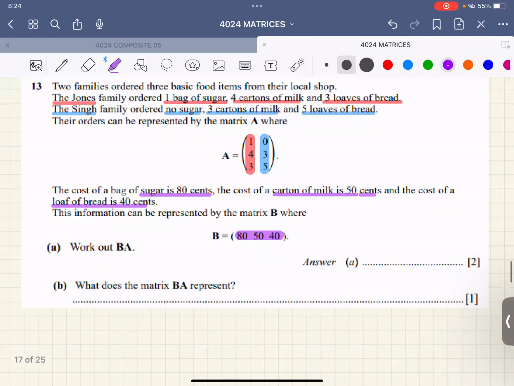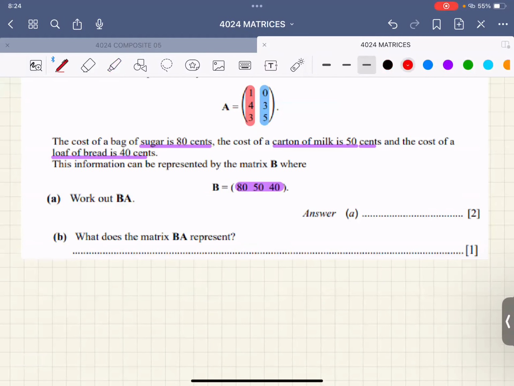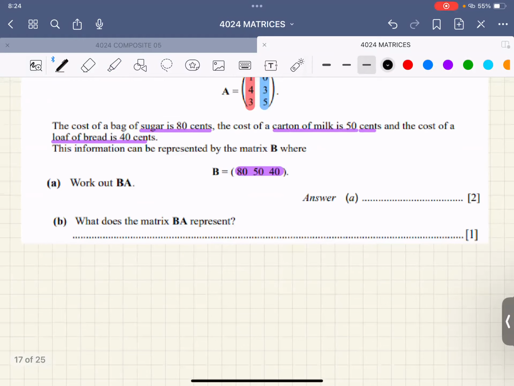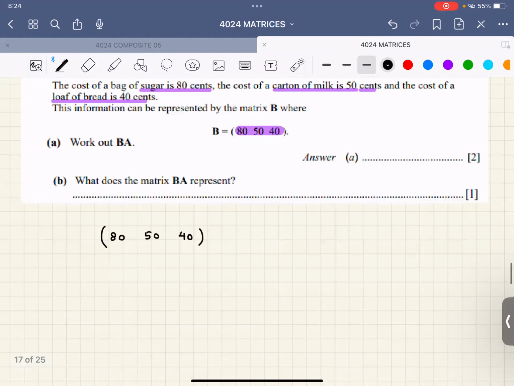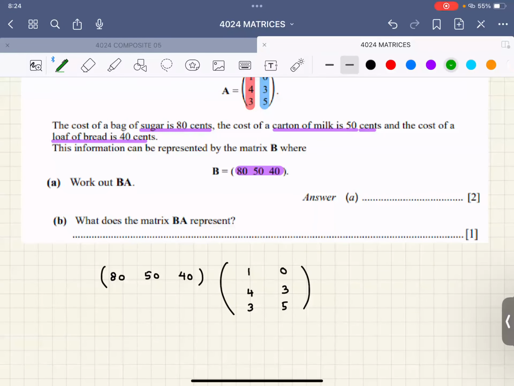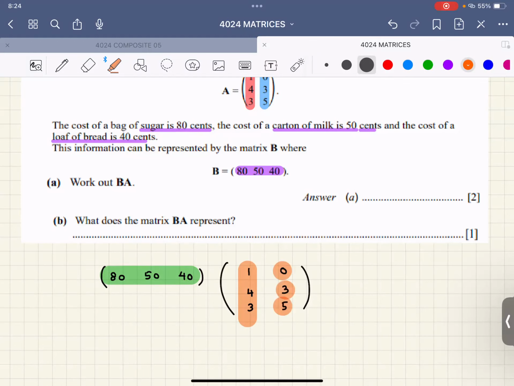Work out BA. What does the matrix BA represent? I think without any working, I can say it would be representing the total cost. Let's see. So I'm writing 80 and 50 and 40 first. I'm closing the bracket. And then A is 1, 4, 3, 0, 3, 5. So this is 1, 4, 3, and 0, 3, and 5. So now I know that I have to take, hold for a second, I need a highlighter, a green color like this. This is row. And in orange color, I'm writing the first column, and then the second column will come.